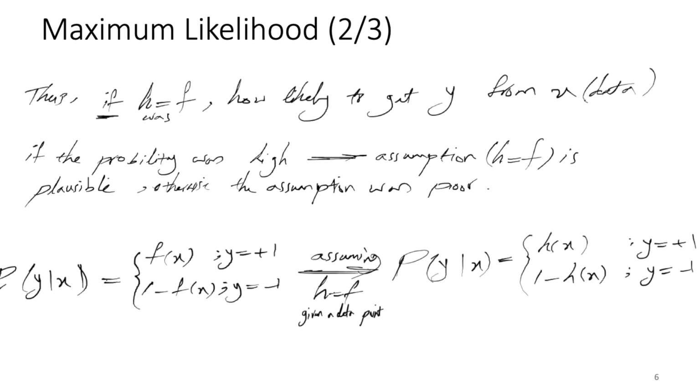If you formalize it, the probability of Y given X is going to be F of X for the label Y equal to plus 1, and 1 minus F of X for Y equal to minus 1. So assuming that H was F, given a data point, we can find the hypothesis H of X for Y plus 1 and 1 minus H of X for Y minus 1.